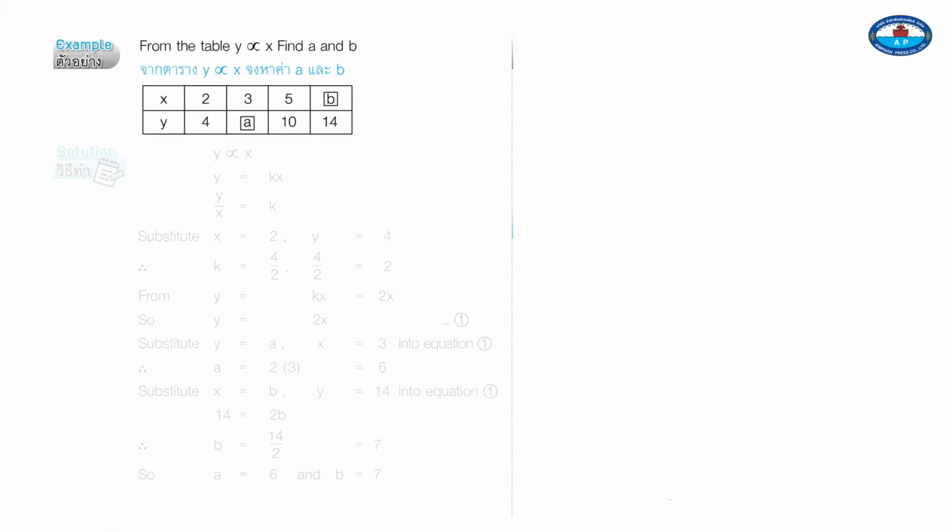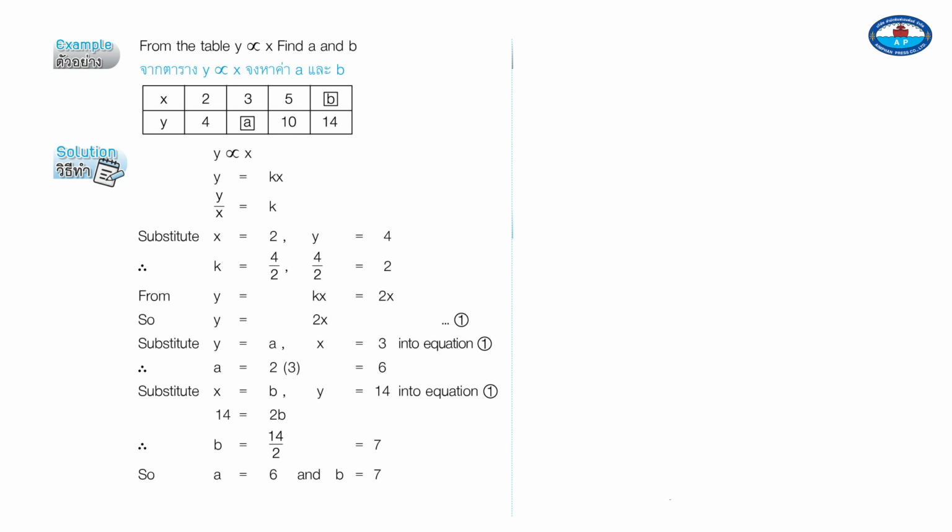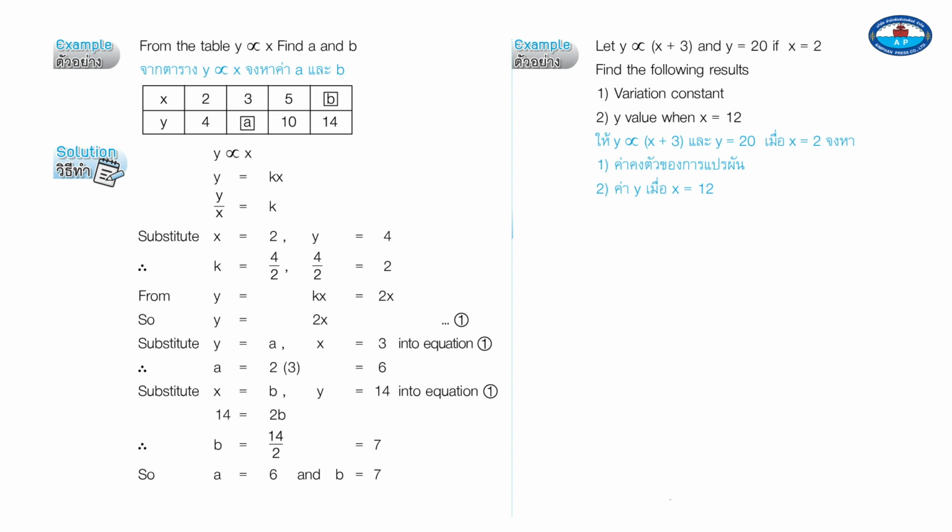Example. Let y vary as x plus 3, and y equals 20 if x equals 2. Find the following results: 1. The variation constant. 2. The y value when x equals 12.